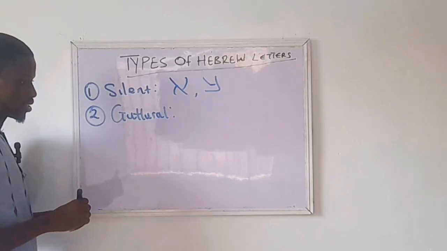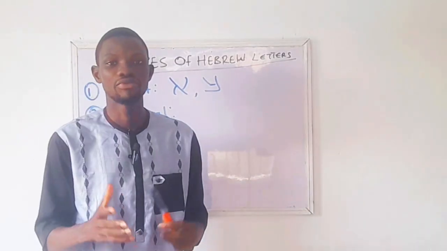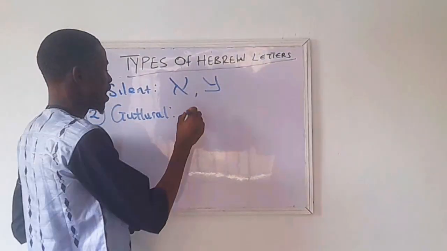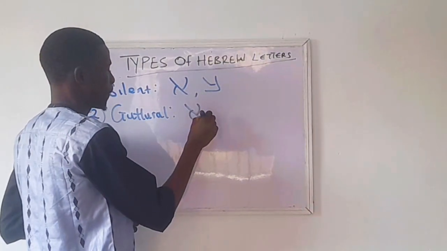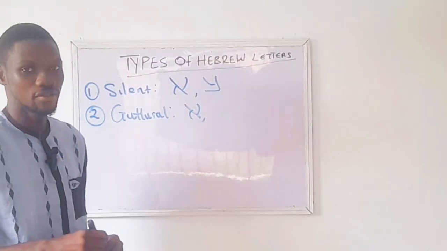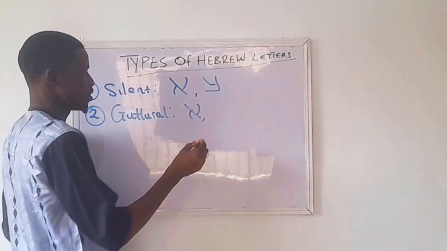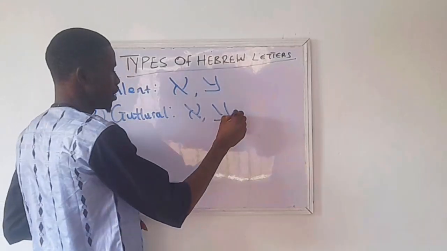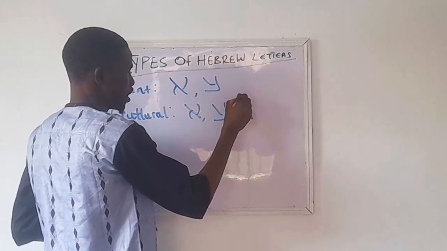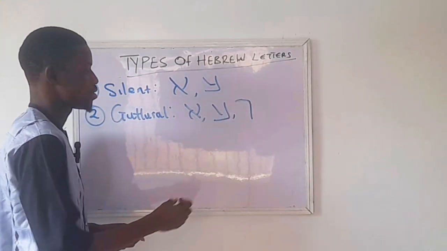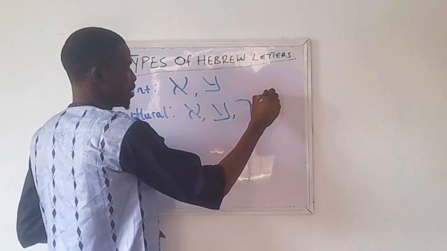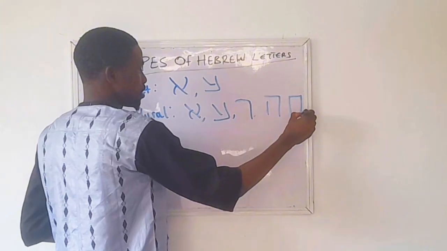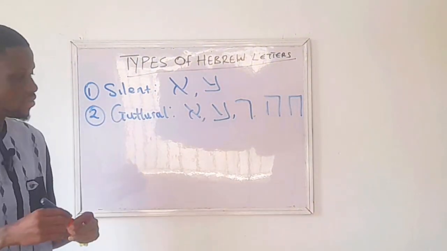The guttural letters. Now, the guttural letters are 5 in number. We have 5 guttural letters. Number 1 is the Aleph. Number 2 is Ayin. Number 3 is Resh. That's the R. Number 4 is Hey. Number 5 is Chet. So these are the 5 guttural letters.